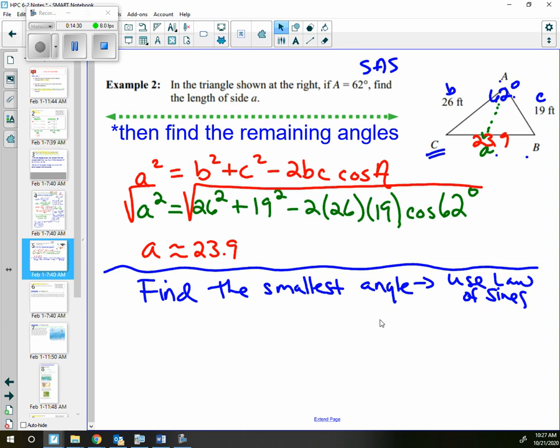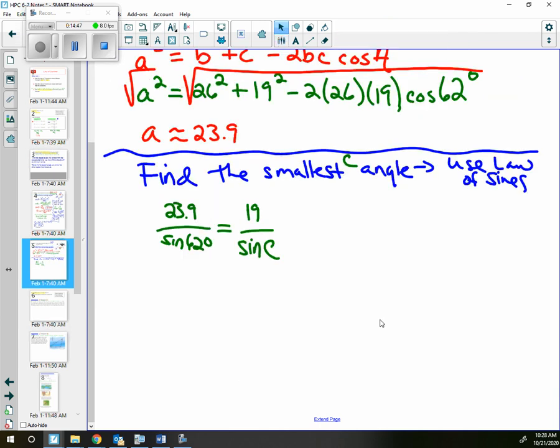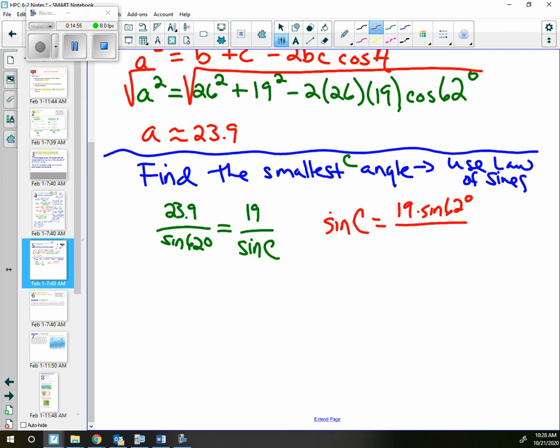All right, so we're going to set up everything we know about little a here. So 23.9 is to the sine of angle A, which was 62 degrees, and we're going to find angle C. So that's the smallest one, right? So we're going to do little c. 19 is to the sine of angle C. So same deal as last time, same kind of process. We're going to cross multiply and divide, and then take the inverse. So 19 times the sine of 62 degrees, divided by 23.9.